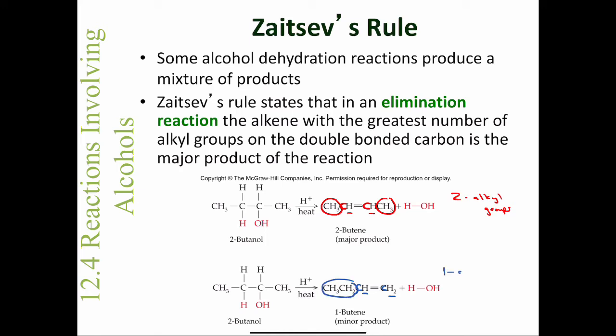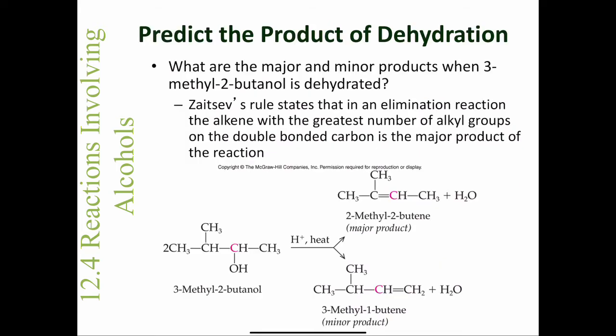So one alkyl group. And what was Zaitsev's rule? Zaitsev's rule stated that the alkene with the greatest number of alkyl groups on the double bonded carbon is the major product of the reaction. So since this product has two alkyl groups total on the carbon-carbon double bond right here, it is going to be the major product. Sometimes we call the major product the Zaitsev product. Let's take a look at another example to help us get the hang of it.